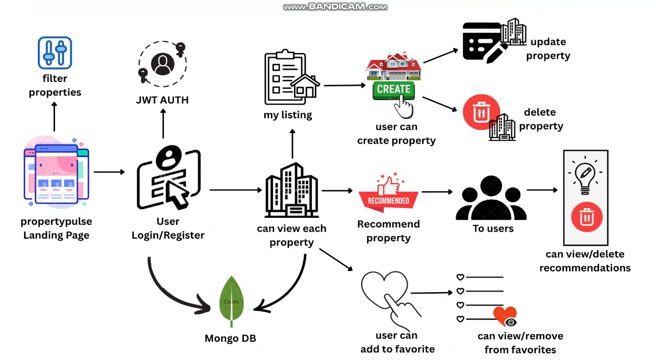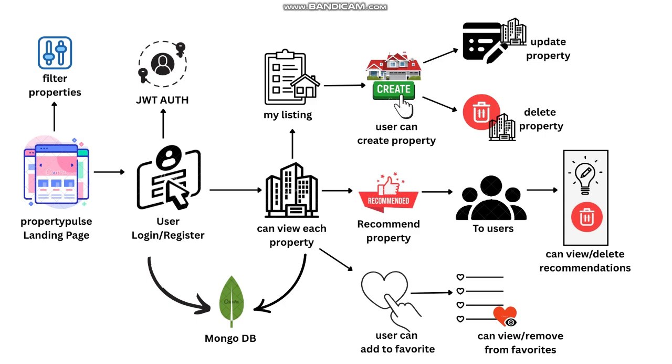Once logged in, users can view detailed listings of properties available on the platform. They can also filter properties based on specific criteria to find the perfect match for their needs. Authenticated users can create new property listings, add all relevant details, and instantly make them live.